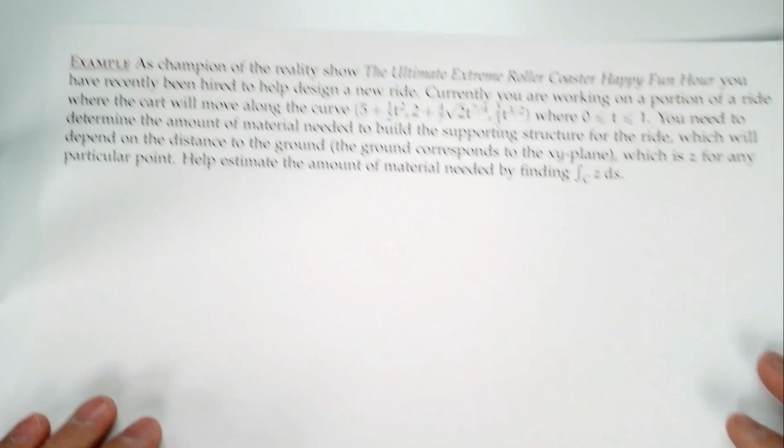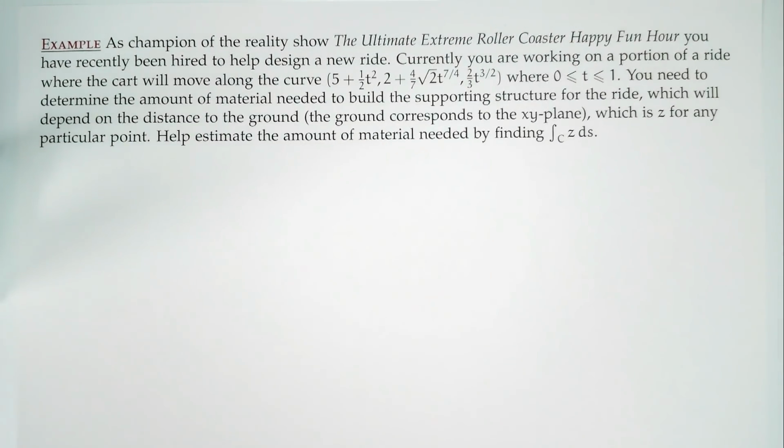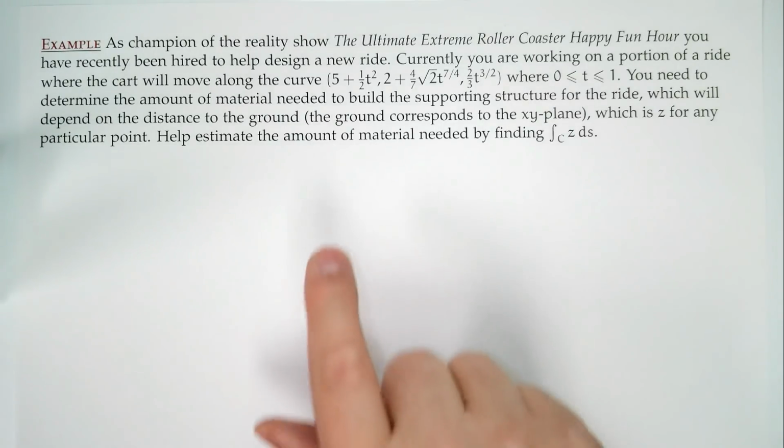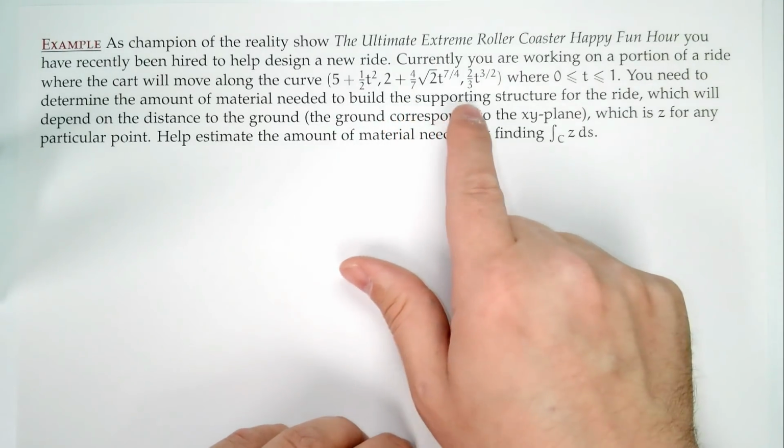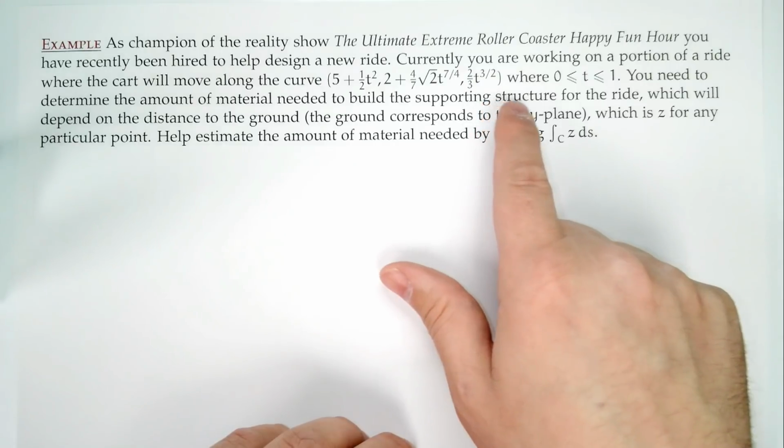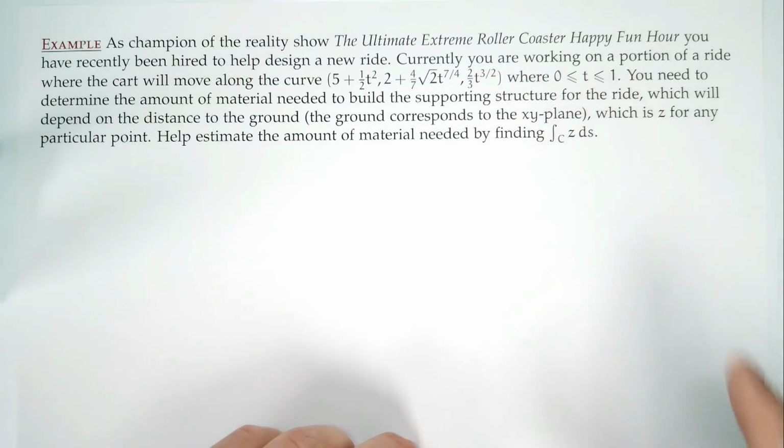All right. As champion of the reality show, the Ultimate Extreme Roller Coaster Happy Fun Hour, you have recently been hired to help design a new ride. Currently, you're working on a portion of the ride where the cart will move along the curve 5 plus a half t squared, 2 plus 4t times square root of 2t to the 7/4, and 2/3 t to the 3/2, where 0 is less than or equal to t less than or equal to 1. You need to determine the amount of material needed to build the supporting structure for the ride, which will depend on the distance to the ground.